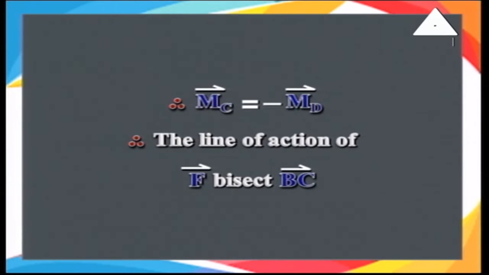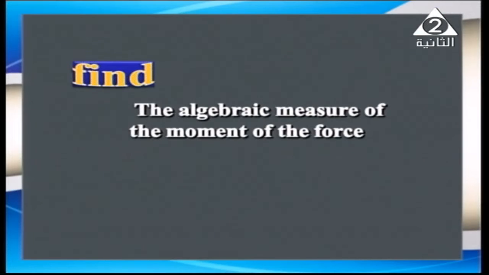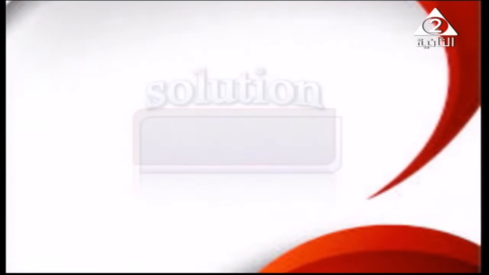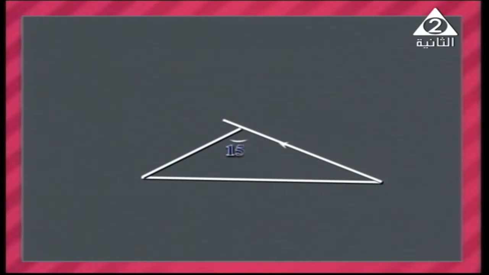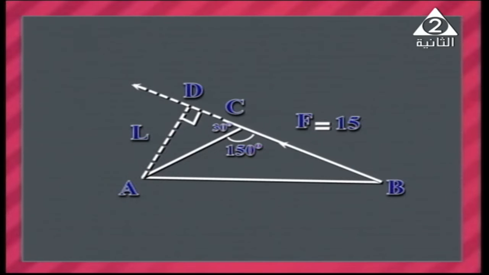My dear student, look at another example. Find the algebraic measure of the moment of the force whose magnitude F equals 15 Newton about the point A. Solution. Look at this figure. We have AB and the force. What is the length AD? Then what is the force? 15. The angle between BC and CA equals 150. Then the measure of angle ACD equals 30.